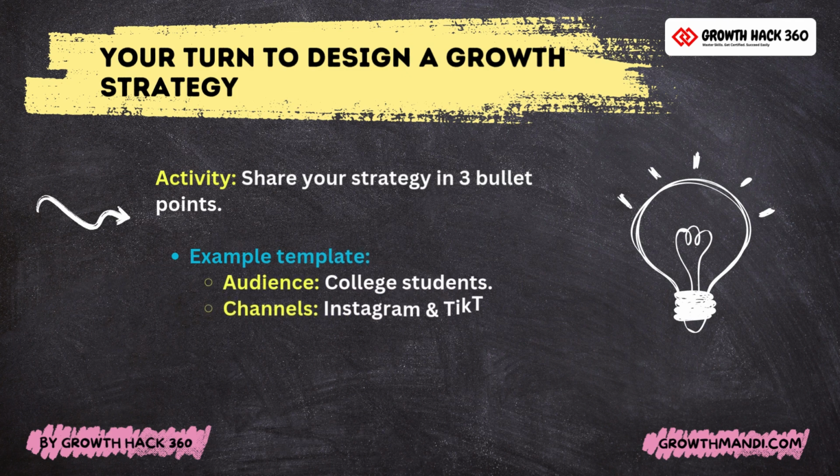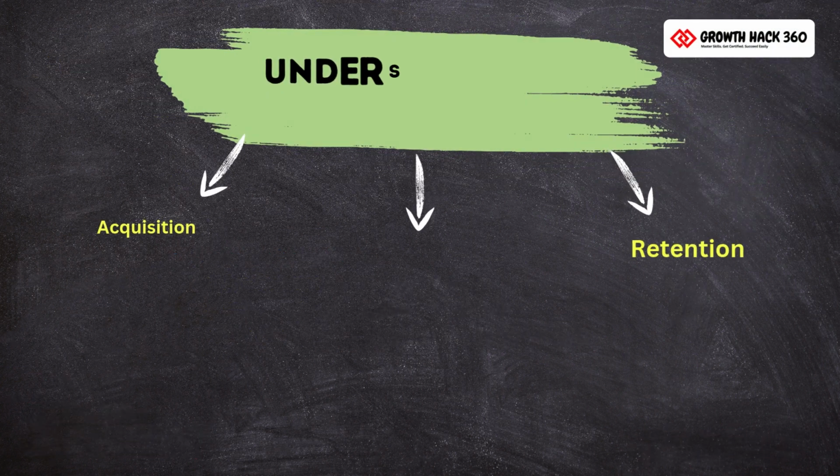Here's an example. Let's say your app is a fitness tracker for college students. Your strategy could involve TikTok and Instagram ads to reach young users, and a referral system where users earn free premium features for every friend they invite. Take a moment to think about your approach. You can use this template to brainstorm and refine your strategy.